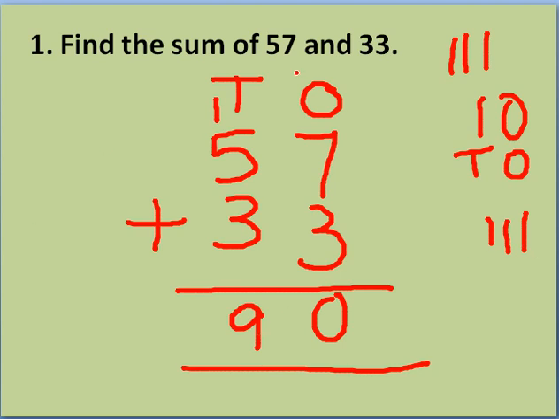So, find the sum of 57 and 33. 57 plus 33 is 90. Let us do some more questions to understand this in a better manner.